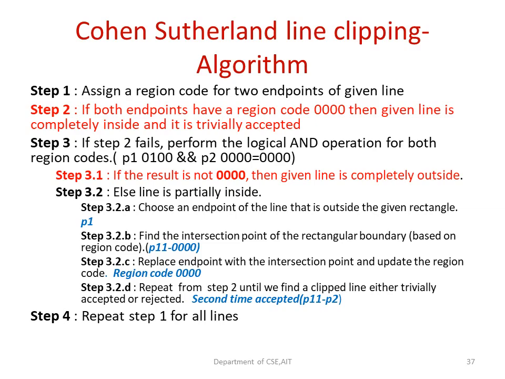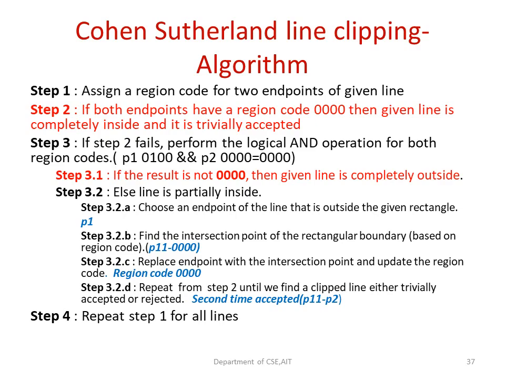So what we have to do is choose an endpoint of the line which is outside the given rectangle. So we'll choose the first point, that is P1. Later on we have to find the intersection point with the rectangular boundary, that means the intersection point between P1 and P2, which is P11. When P11 comes onto the intersection point of the rectangular boundary, its value will change to 0000.